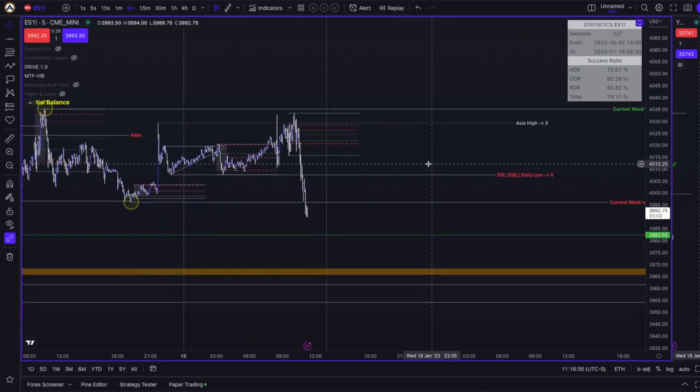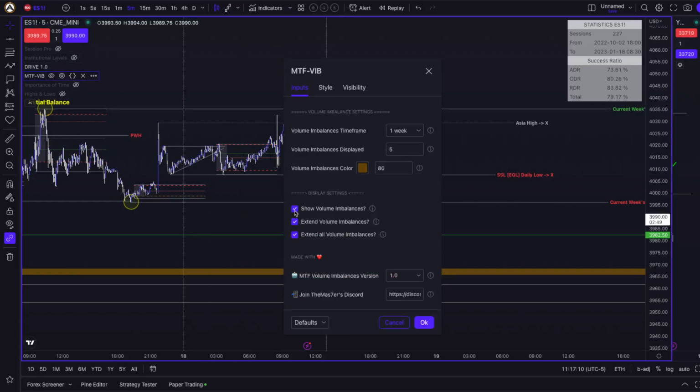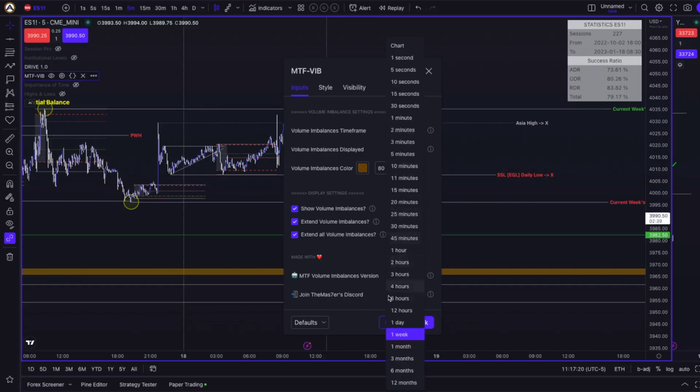Sorry, how do you do multi-time frame on VIPs? You use the indicator that I just shared and basically click on the settings, and then you have to make sure that all those 3 checkboxes are checked. You can, for example, let's say you want to see the 10 most recent volume imbalances on your chart, then you simply select the time frame.